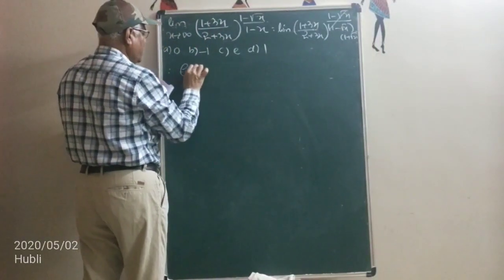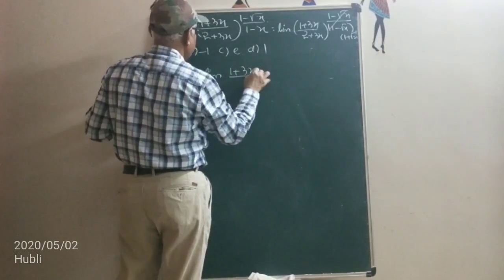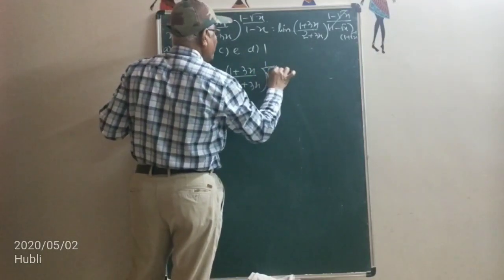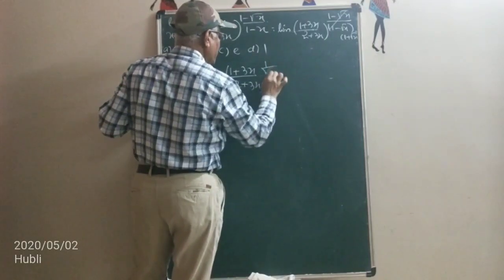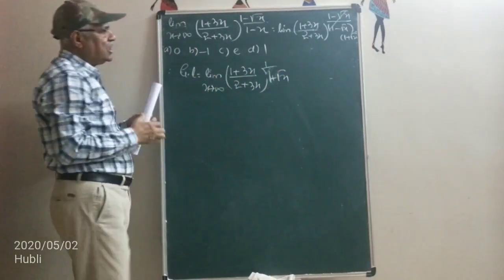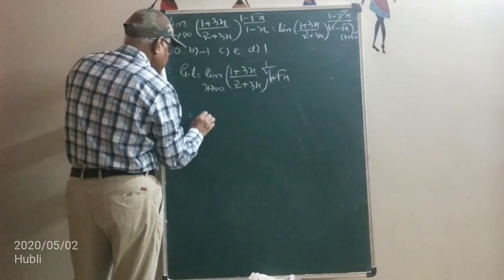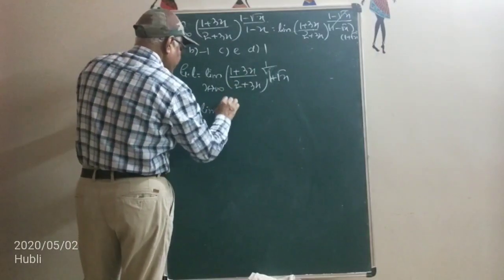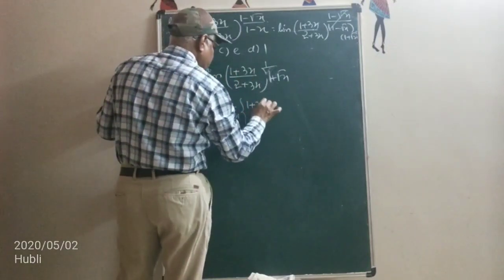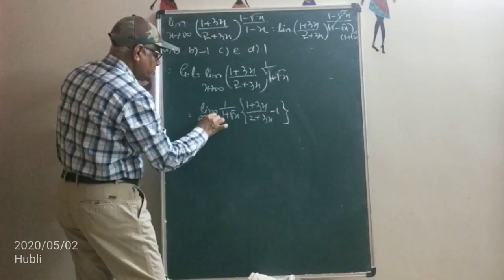So I am right here, the given limit is equal to limit of 1 plus 3x divided by 2 plus 3x raised to 1 upon 1 plus root x as x tends to infinity. Now clearly it is of the type f of x raised to g of x. What is f of x raised to g of x? That is e raised to limit of g of x, that is 1 upon 1 plus root x into the bracket f of x, meaning 1 plus 3x divided by 2 plus 3x minus 1, as x tends to infinity.